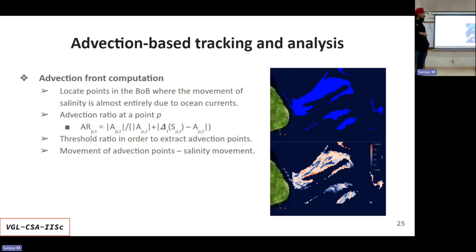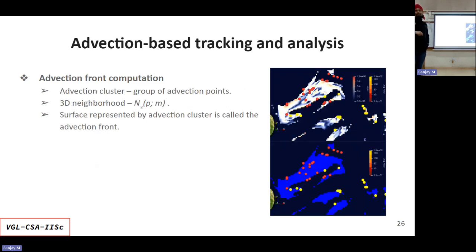This gives us the advection ratio, and we put a threshold on it to collect points with very high advection. The threshold we use for our study is 0.95, so we want points with at least 95% advection. Once we have these points, we cluster them using a simple 5 by 5 by 5 neighborhood. This is not the same neighborhood we used earlier. We call those clusters advection clusters or advection fronts.